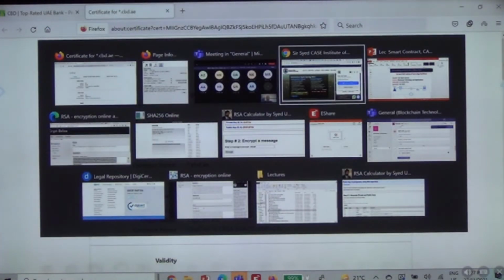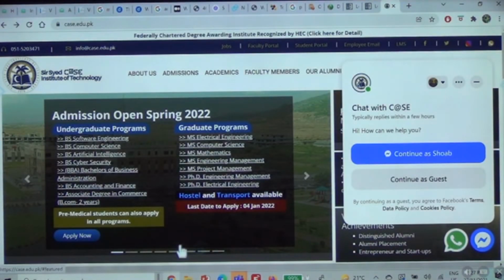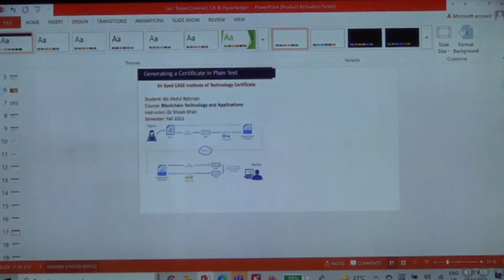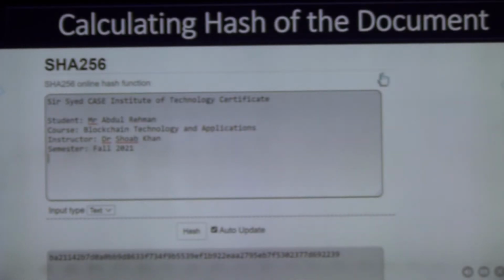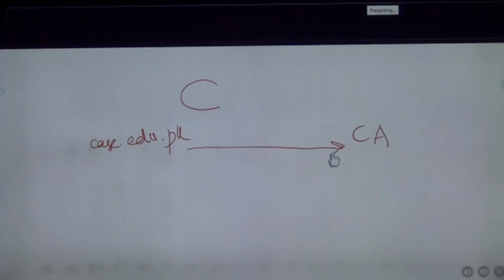Okay, coming back and answering your question: first, we should be sure that this kind of thing is not possible. Now let's discuss what you are saying. So this is the CA. The browser could be tampered with, or your own browser could be, those are things you can do, but people trust Firefox, people trust Microsoft. So the CA, and here is case.edu.pk.